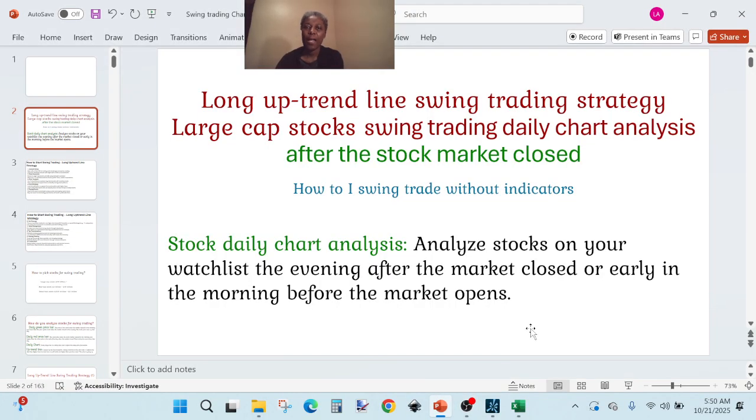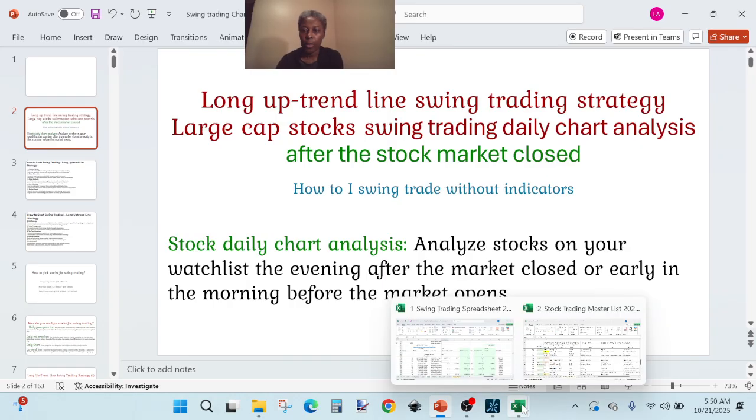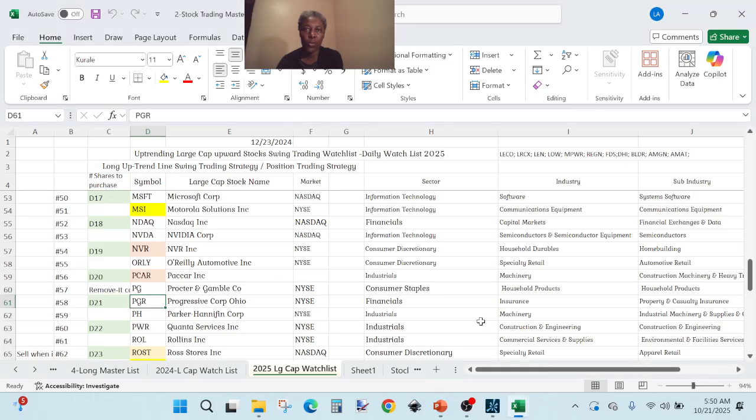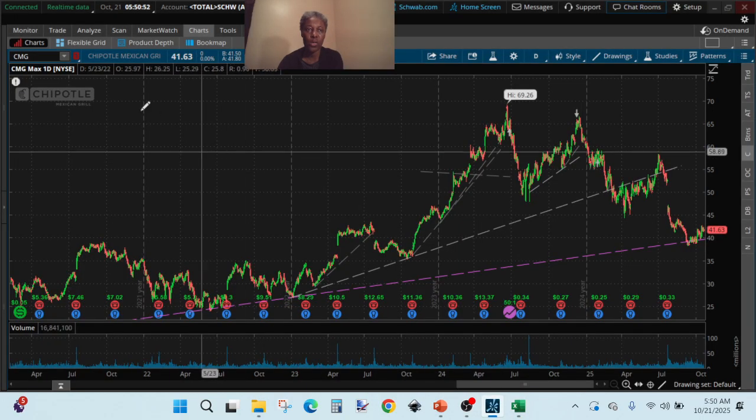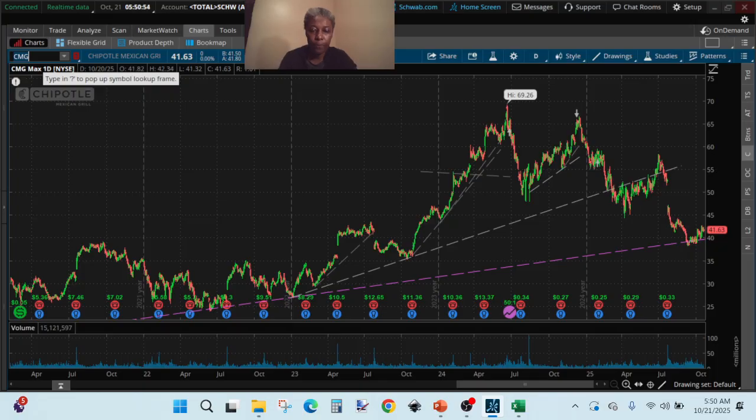Hello, how do I swing trade without indicators? When we swing trade in 2025, we are using the long up to long swing trading strategy, and we swing trade upward large cap stocks. So with this strategy, we have two stocks here. The first one is PGR.